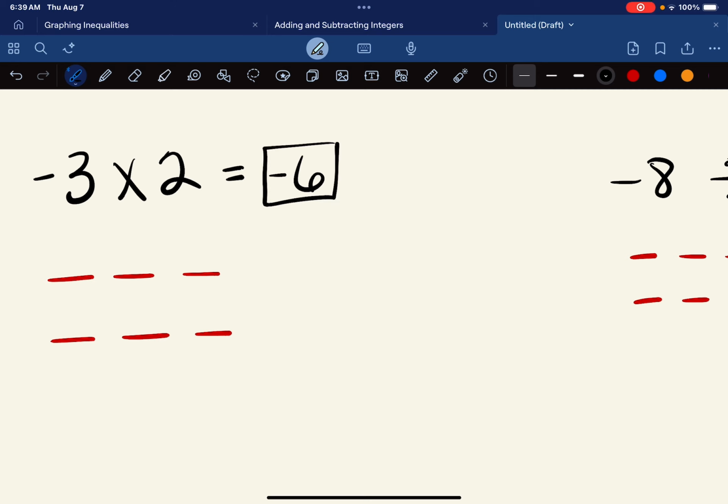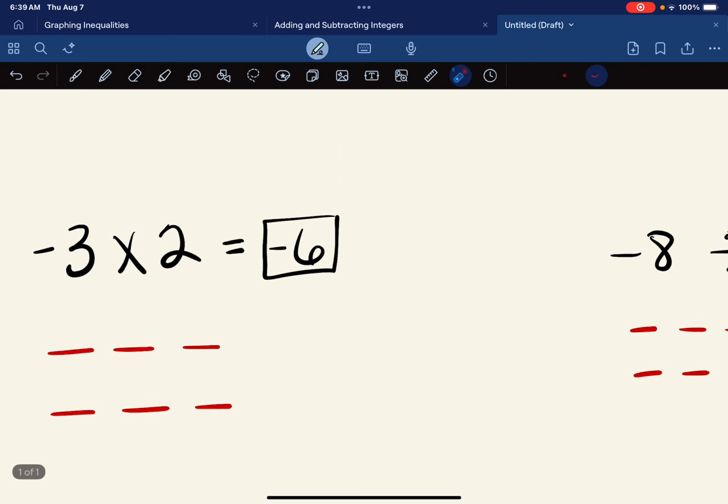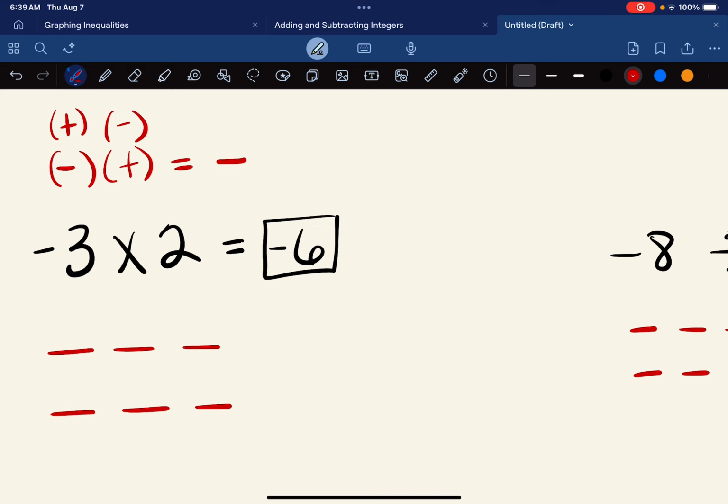So anytime we multiply a negative times a positive, our solution or our product is going to be a negative. And it doesn't matter the order in which you multiply. If we had multiplied a positive first and then by a negative, we would still get a negative product.